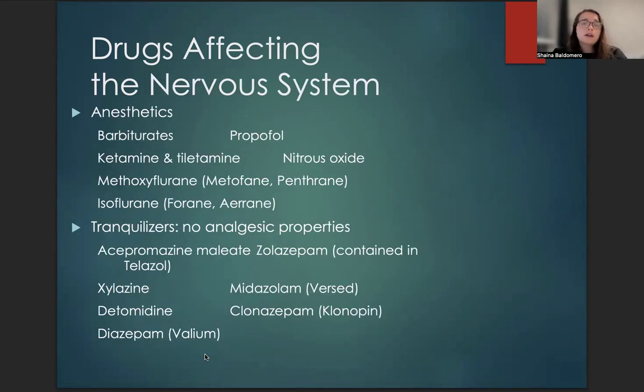Okay, last subject that we're going to talk about this evening is drugs affecting the nervous system. So I'm going to talk about anesthetics, tranquilizers, sedatives, analgesics.